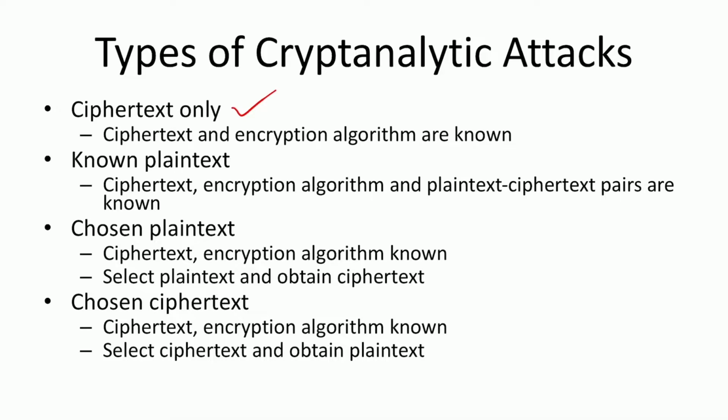In general, we can assume that the opponent knows the algorithm used for encryption. However, in some cases, even the encryption algorithm is not known. Then with increasing information, we have 3 other attacks.